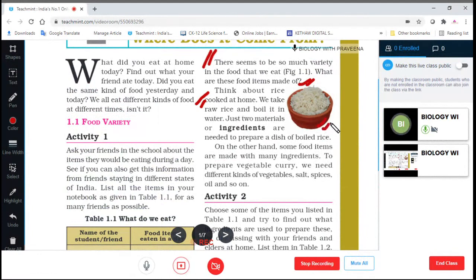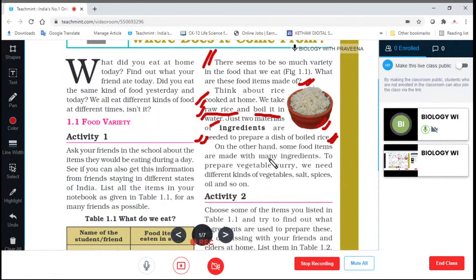We cook our food at home. We take raw rice and boil it in water. Just two materials or ingredients are needed to prepare a dish of boiled rice: raw rice and water.